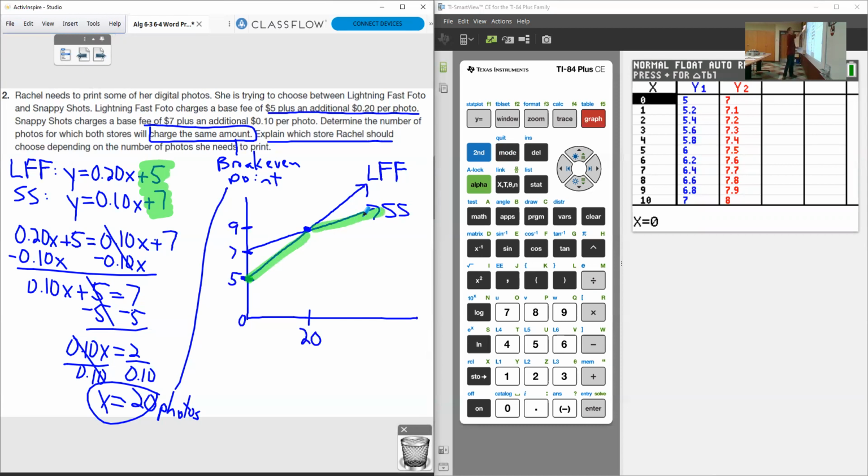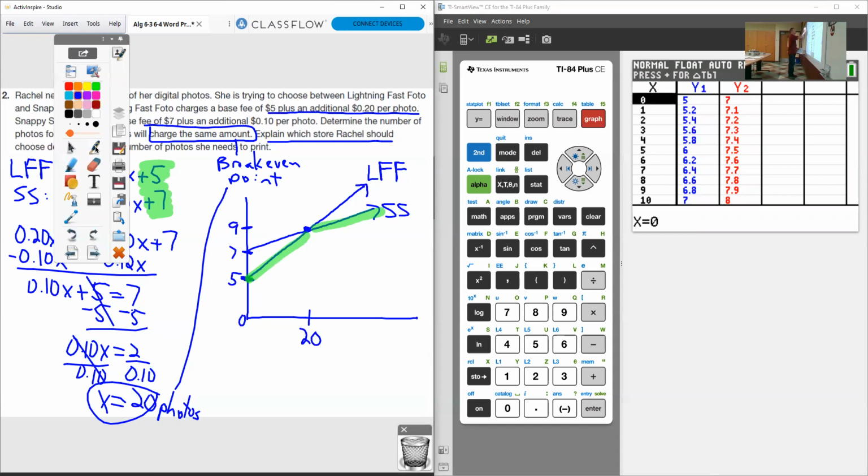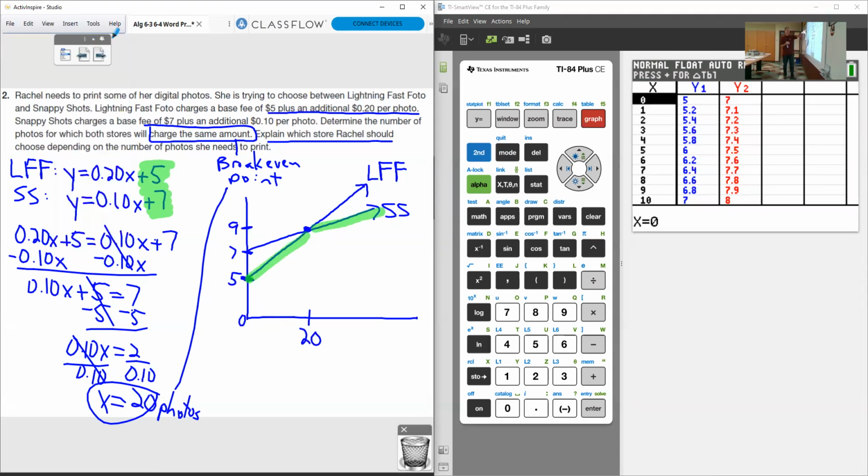So before 20, right? So let's write this down. So to answer the question, which store should she choose depending on the number of photos? Again, you want the lower amount, all right? You want the lower amount because you want to pay less for the same exact thing. So our lower amount is right here.